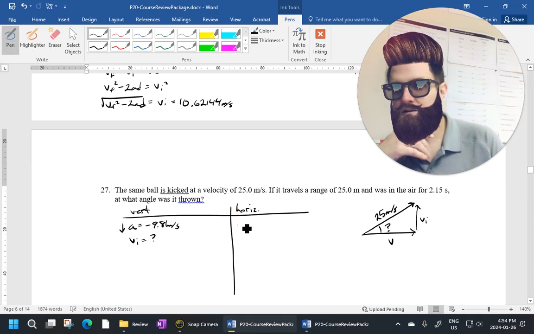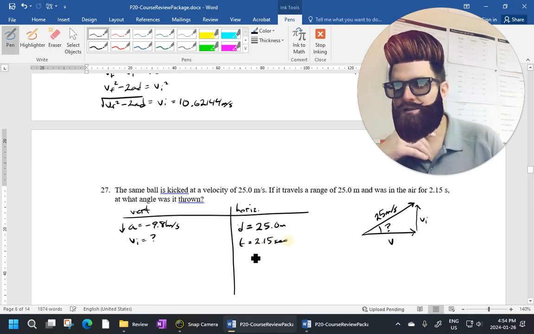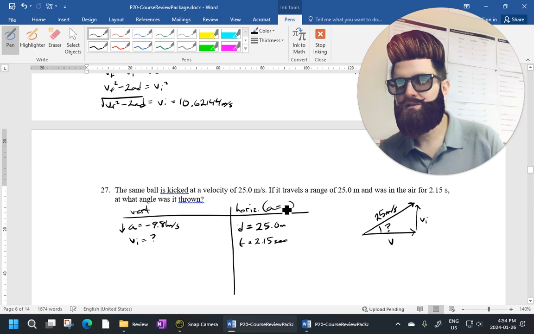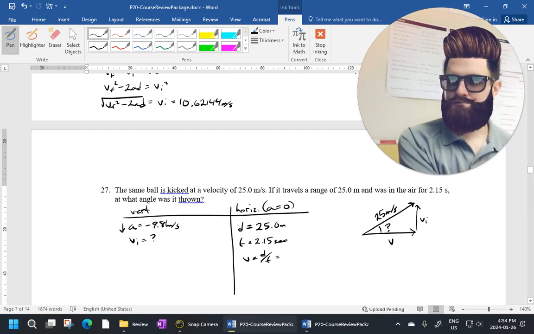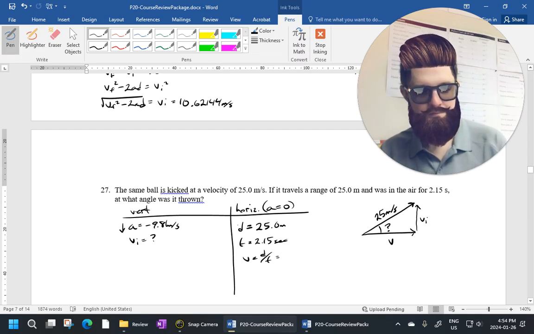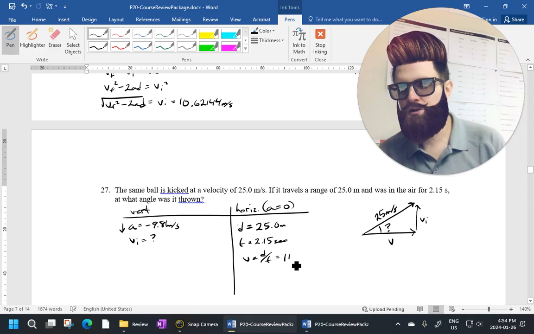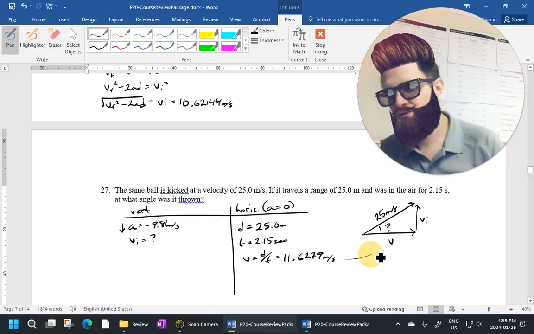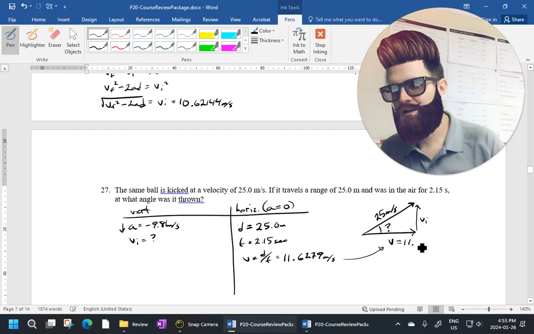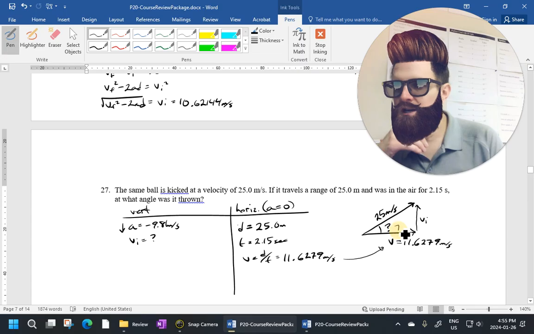Okay, so in the horizontal direction, what do we have here? We have the range, so that's the horizontal distance it travels. It has the time, 2.15 seconds. Well, that's enough, because remember in the horizontal direction, A is equal to 0, that means V is equal to D over T, and we have both those things. So let's find that V really quickly. 11.6279 meters per second. Okay, so now we know that. That's this number right here. So now we know the adjacent side.